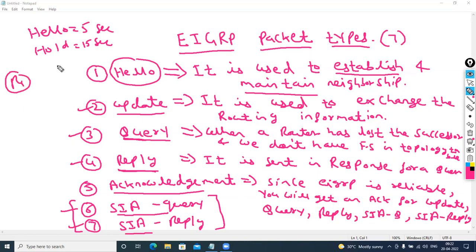Let us consider R1 and R2. Now it has sent a hello. Now it has sent an acknowledgement. Every 5 seconds the hello is sent. If hello got an acknowledgement, then again an acknowledgement, it would never end. That's why for a hello you will never get an acknowledgement back. I will show you in the debug. Only for update, query, reply, SIA query and SIA reply, you will get an acknowledgement. Clear?